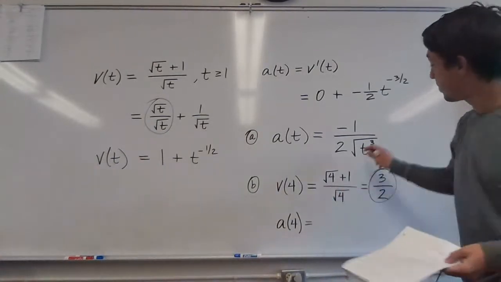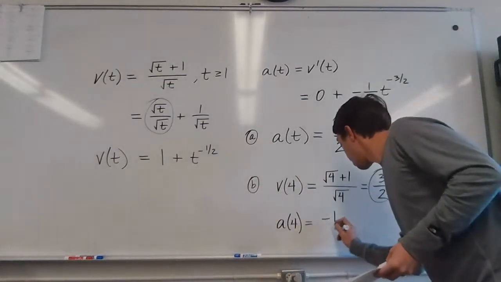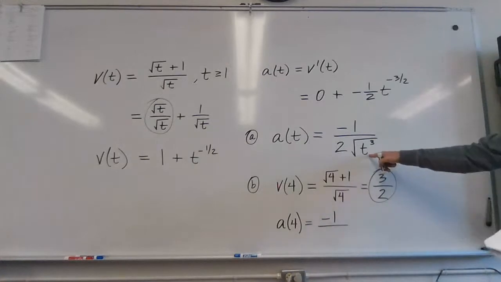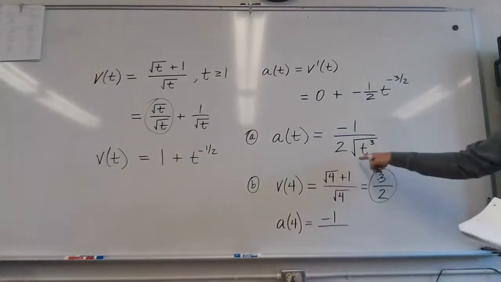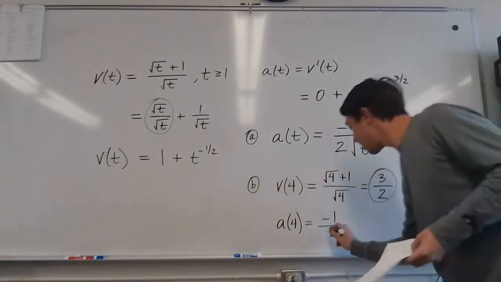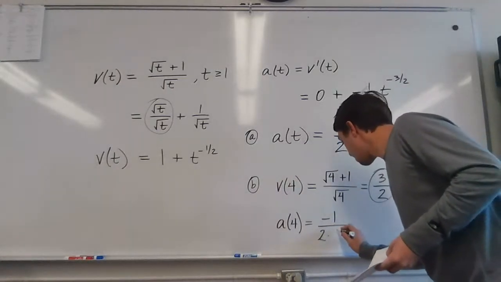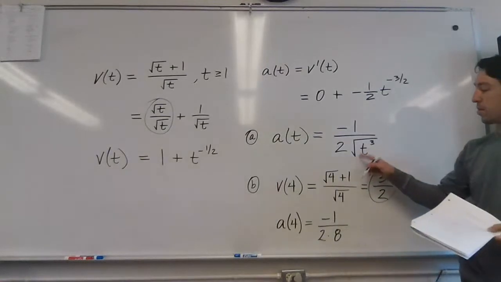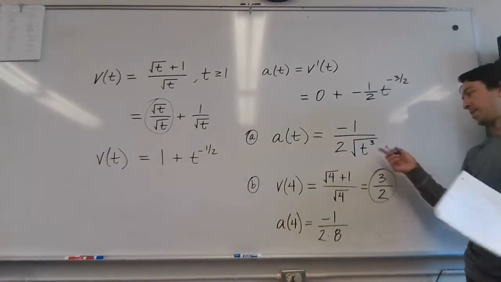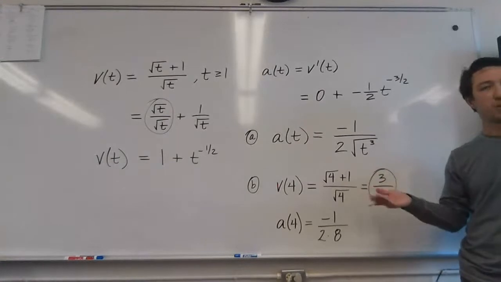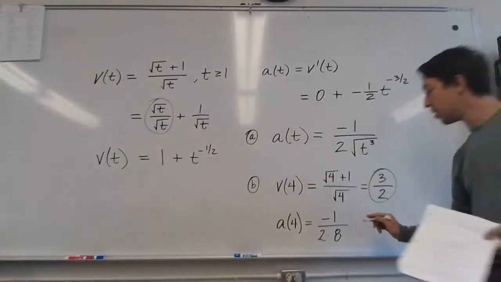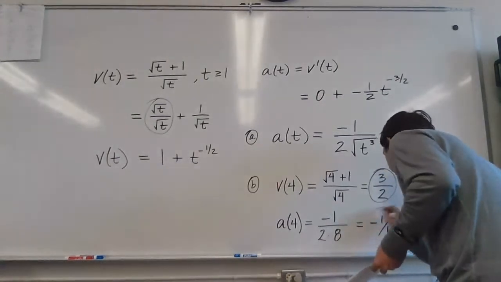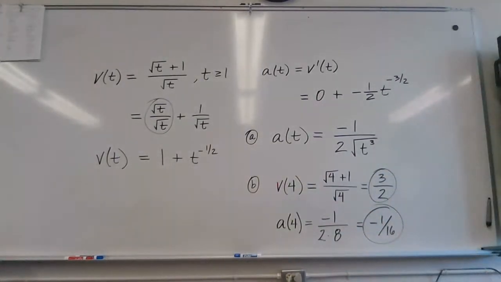Just plug in 4 here. So negative 1 over, we know this one, what's 4 cubed square rooted? It's 8. It might be easier if you think about going square root then cube, or maybe you just know, 4 cubed is not too hard, right? 4 times 4 times 4 is 64. Square root of 64 is 8. So what we have is negative 1/16 for our acceleration.